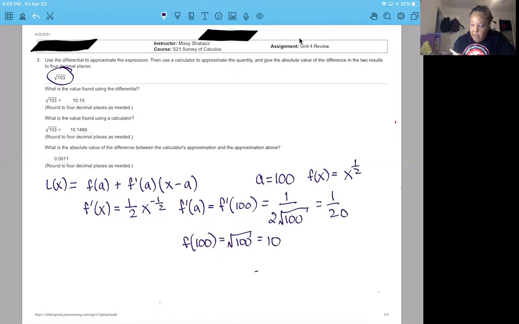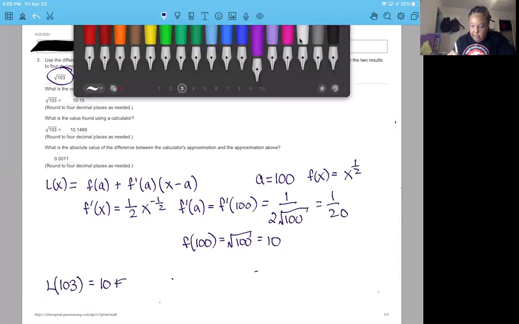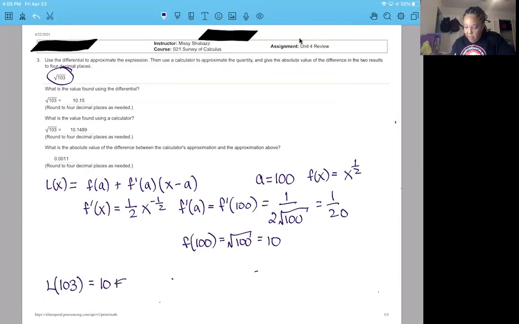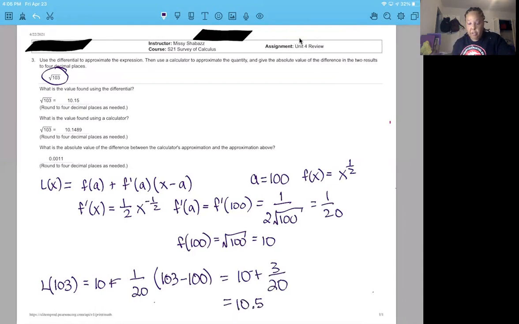So then what I want to find is L of 103. That's what we're looking for, the square root of 103. And it equals f of a, and our f of a is 10, plus f prime of a, and f prime of a was 1/20, times x, our x is 103, minus a, which is 100. So I have 10 plus 3/20, which gives me 10.15. All right, the rest of it you can do on the calculator.